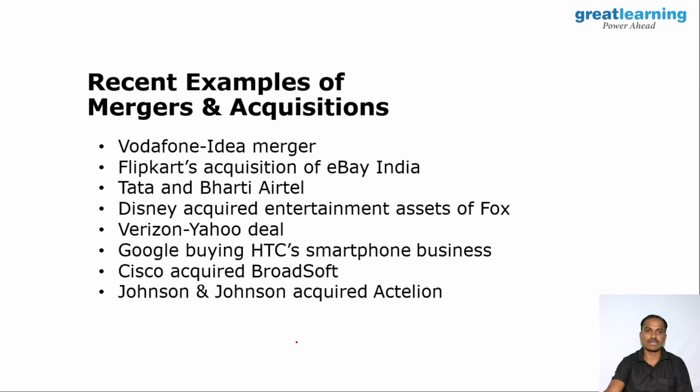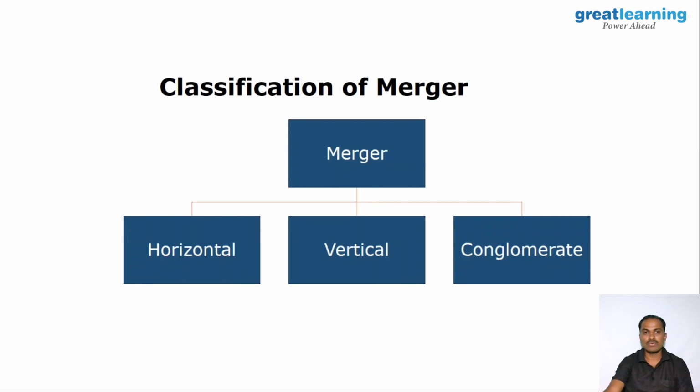Let's see the example for acquisition separately, but these are the common examples for mergers and acquisitions. And we will discuss the examples when it comes to the specifics of merger. Now let us understand the classification of merger. How are mergers classified? Basically, mergers are classified into three broad categories: horizontal merger, vertical merger, and conglomerate merger. Let's understand each one of these one by one.